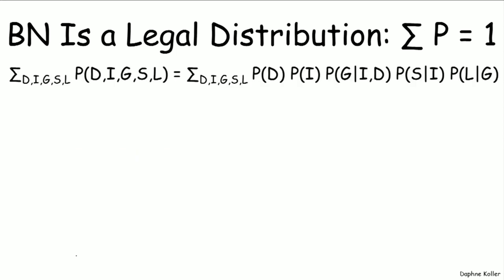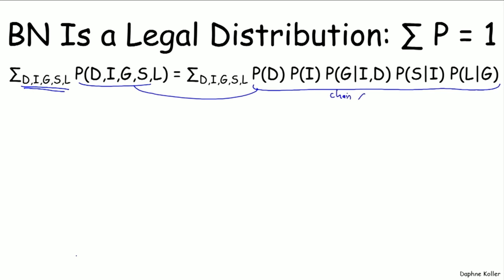So, let's sum up over all possible assignments, D, I, G, S, L, of this, hopefully, probability distribution that I just defined, the P of D, I, G, S, L. Okay? So we're going to break this up using the chain rule for Bayesian networks, because that's how we define this distribution P.